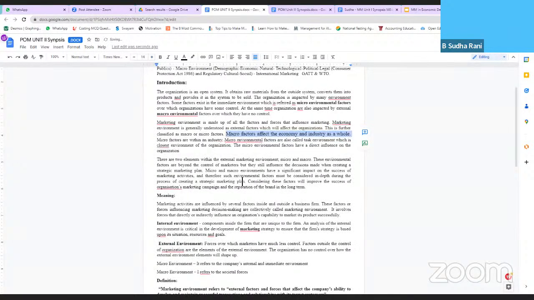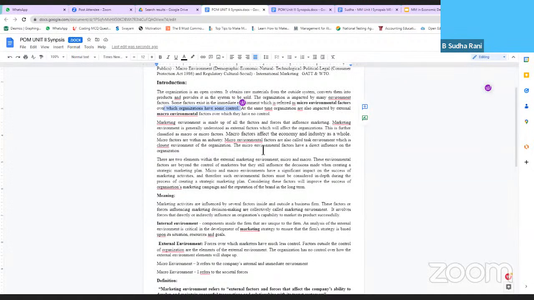So, you can write what micro environment means. You are not supposed to mention it as small. It is the factors within the organization which have immediate impact on the organization, but the organization has control upon them. That is what you are supposed to write about micro environment.